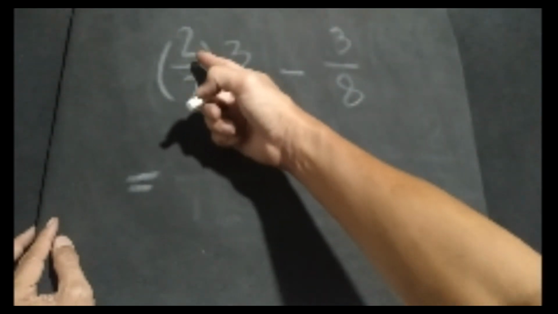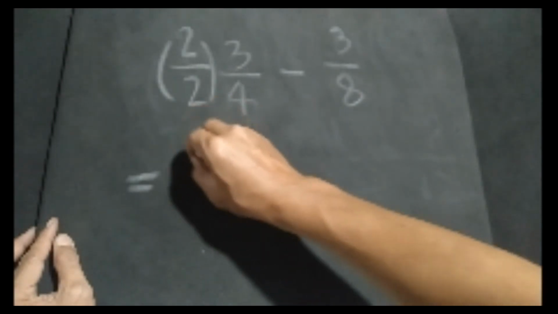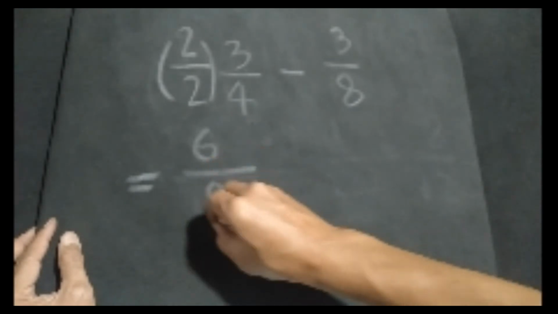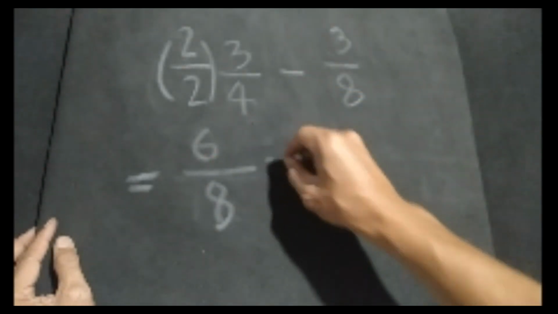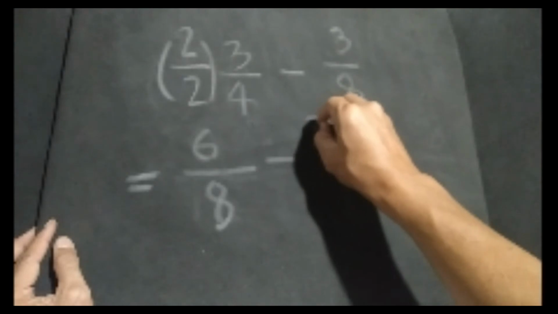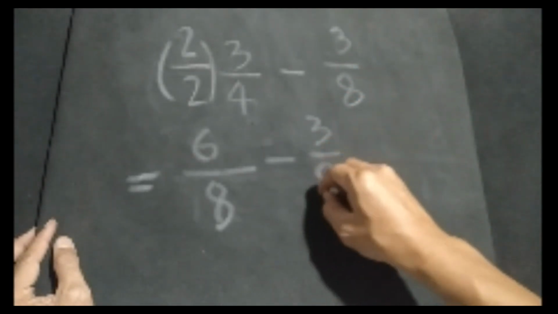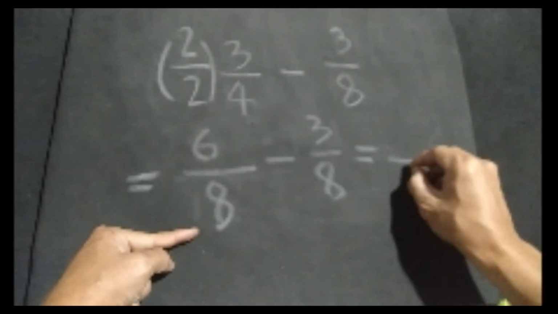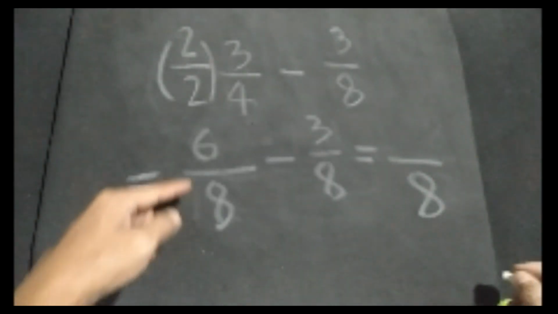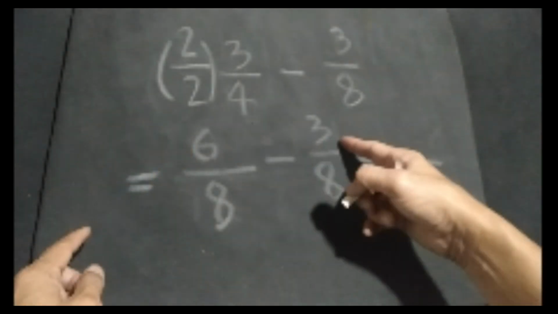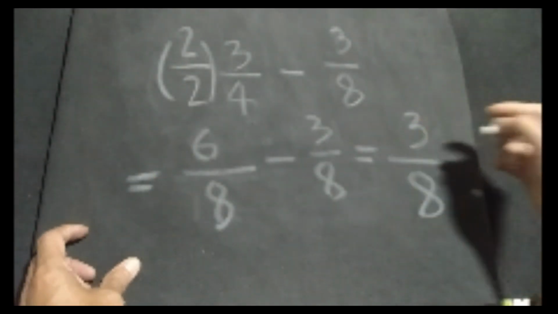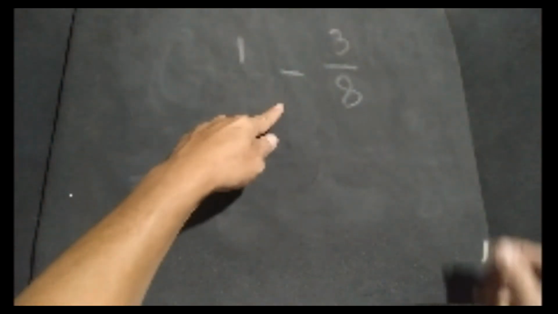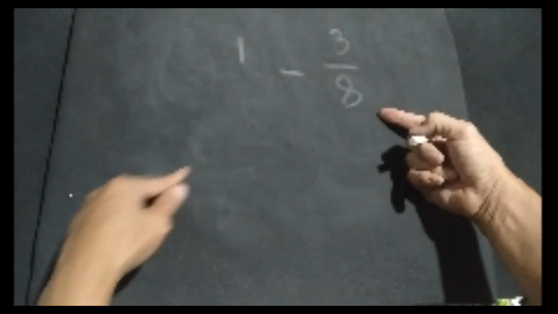Okay, and we continue. 2 times 3 equals 6. 2 times 4 equals 8. We bring down the minus sign. We keep the same 3 over 8. We got the same number 8 here, we keep it down here. Top we have 6 minus 3 equals 3. This is the answer.